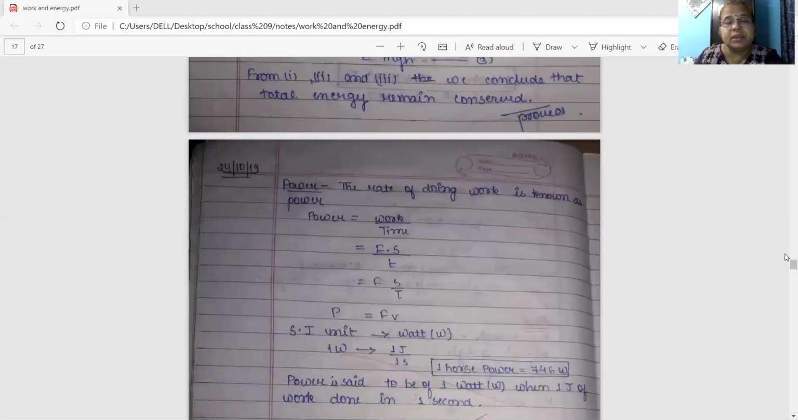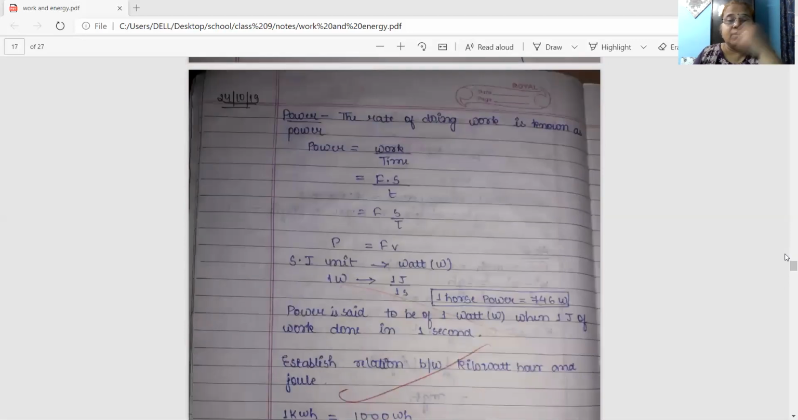Now next you have to read about power. What is power? Rate of doing work is known as power. The rate with which work is being done, we call it power.